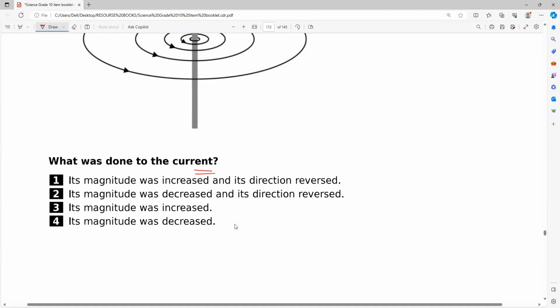Now you see the question. The magnitude was increased and the direction reversed. The magnitude was decreased and the direction reversed. The magnitude was increased and the magnitude was decreased. So what is the correct answer?